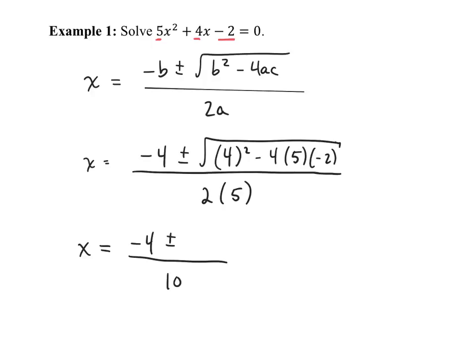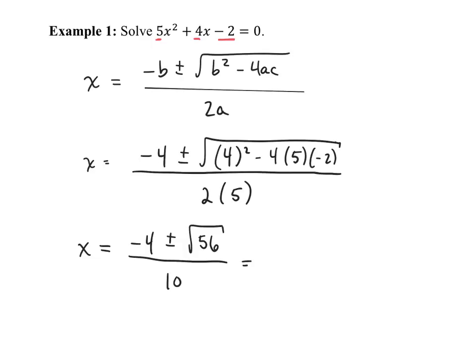So think of this as the first part, and that's 16. A negative negative is really a positive, and that's going to give us 40. 16 and 40 is 56. So this is root 56. Now, what does that become? I want to simplify as much as possible always, right? So what can come out of 56?